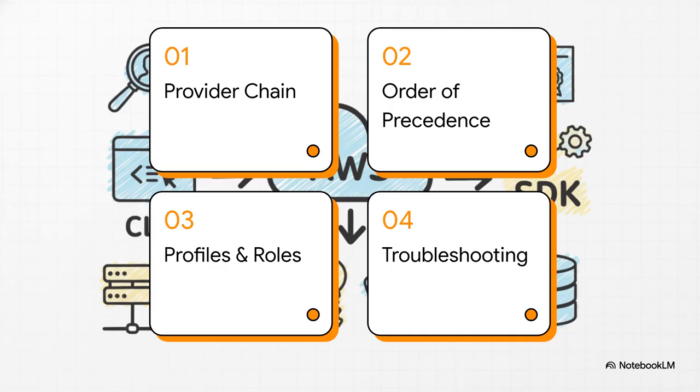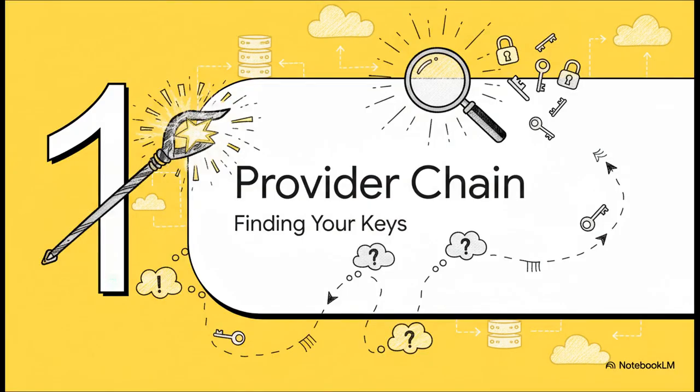So, here's our game plan. We're going to start with the foundational idea of the credential chain. Then, we'll get into the specific order AWS looks for those credentials. After that, we'll cover some more advanced stuff like profiles and assuming roles, and we'll wrap up with how to fix things when they inevitably go wrong. Okay, let's dive right in.